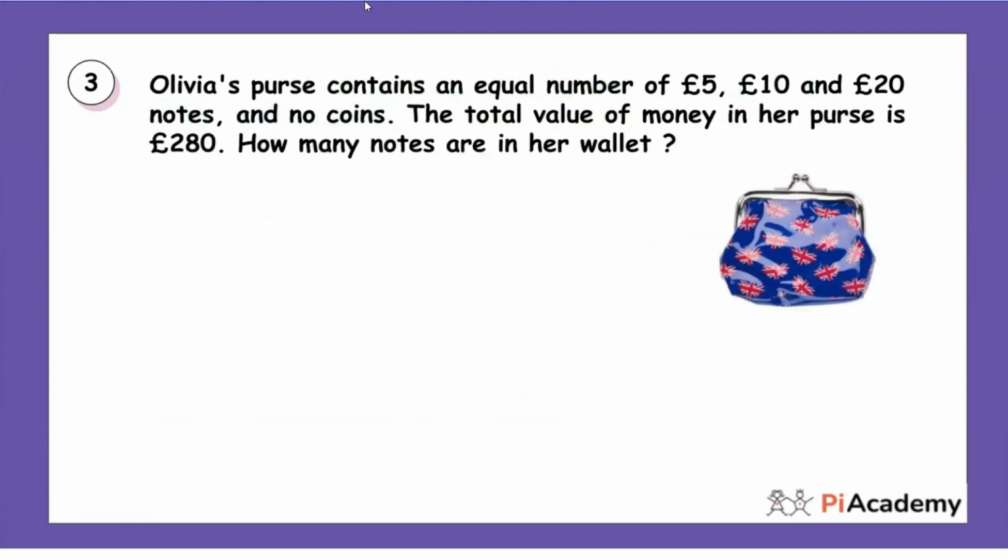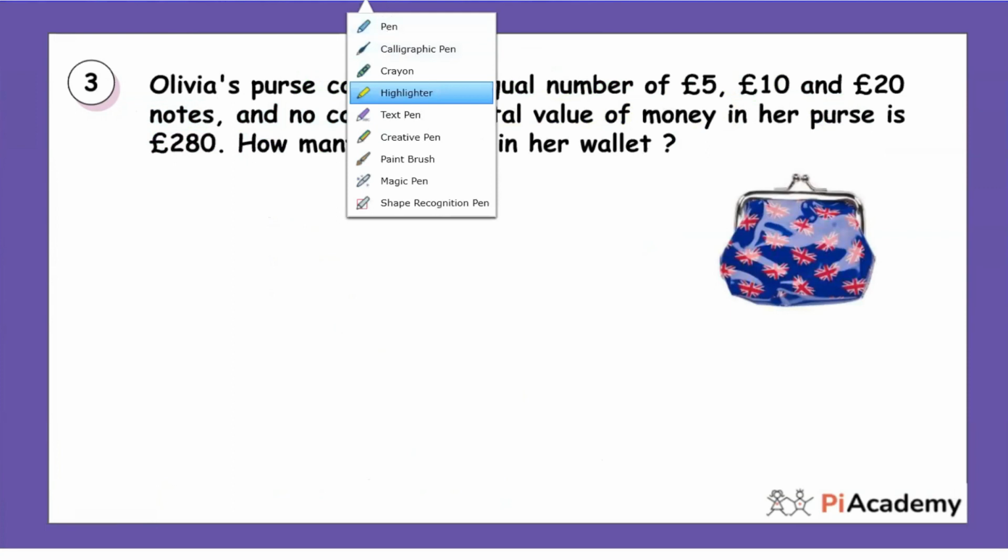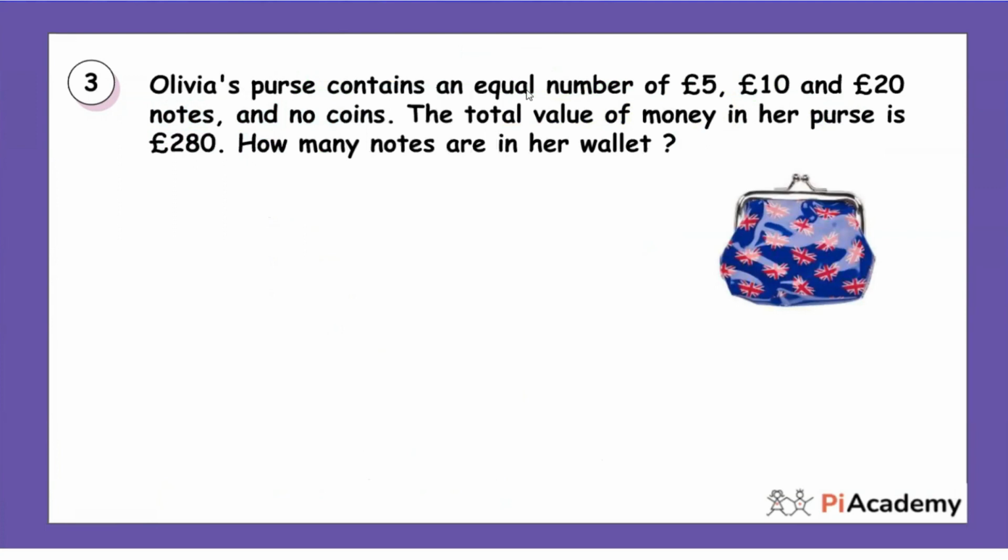This question is all about currency, or you can say coin problems, okay? Let me read this question. Olivia's purse contains an equal number of £5, £10, and £20 notes. So there are three things: the notes of £5, £10, and £20. And it is mentioned they are equal, fine. The next thing is there is no coin, okay. And one more thing given to you is the total value of the money in the purse is £280. And the question is: how many notes are there in her purse?